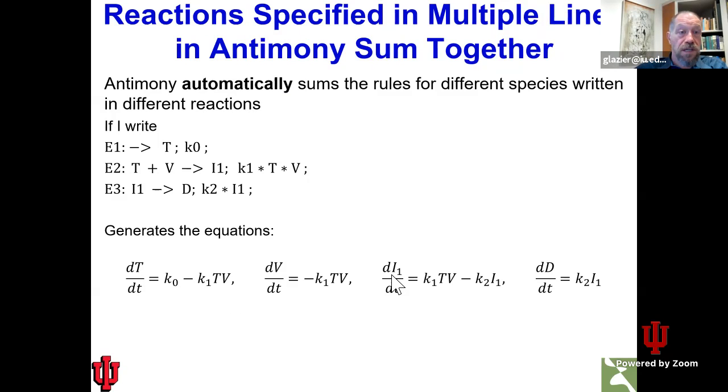If you have the same variable in multiple lines, everything adds. So for example, if I have E1, nothing goes to T at rate K0. And then at the line E2, T plus V goes to I1. Then my rate equation for T consists of the rate equation from E1, which is dT by dt equals k0, that's from here, minus, because I'm on the left-hand side, k1 times T times V. So everything adds up.